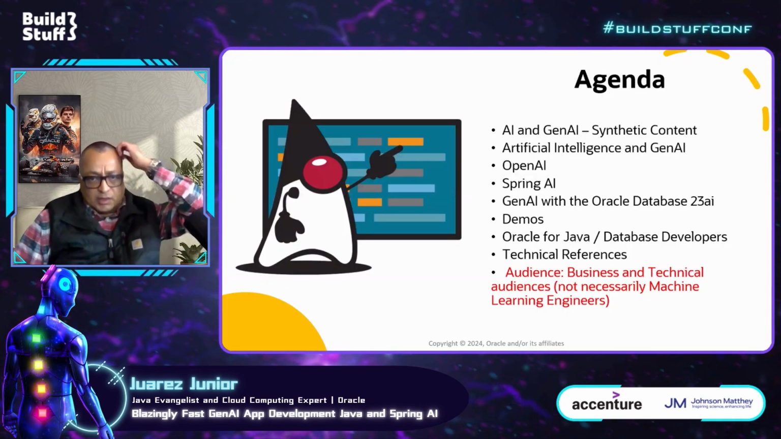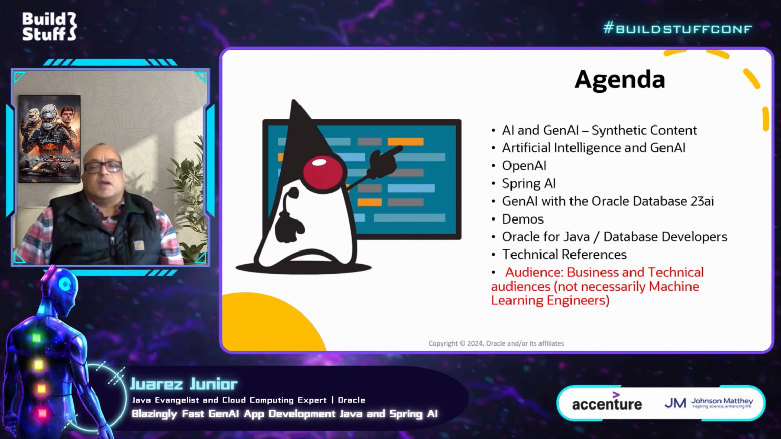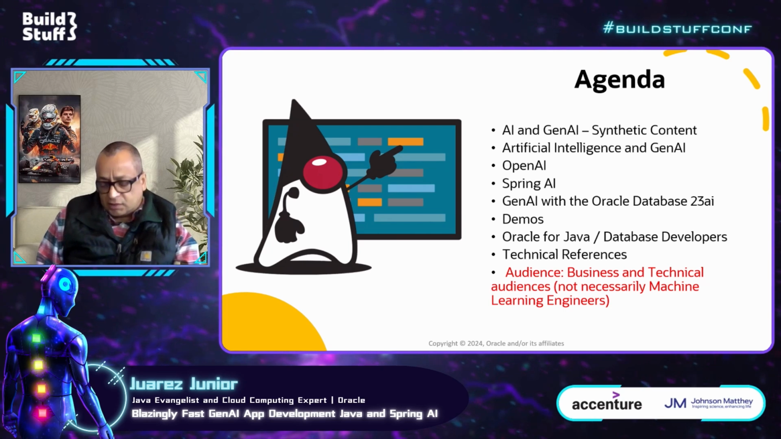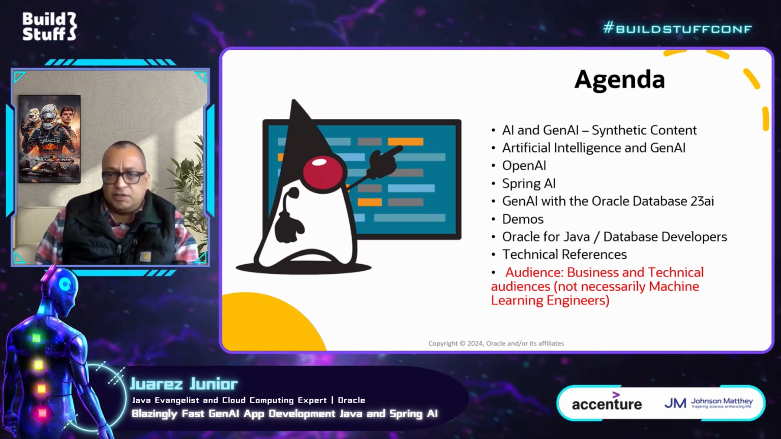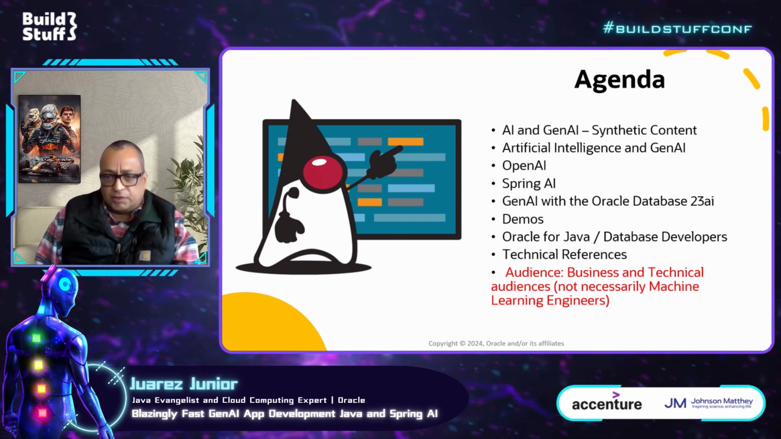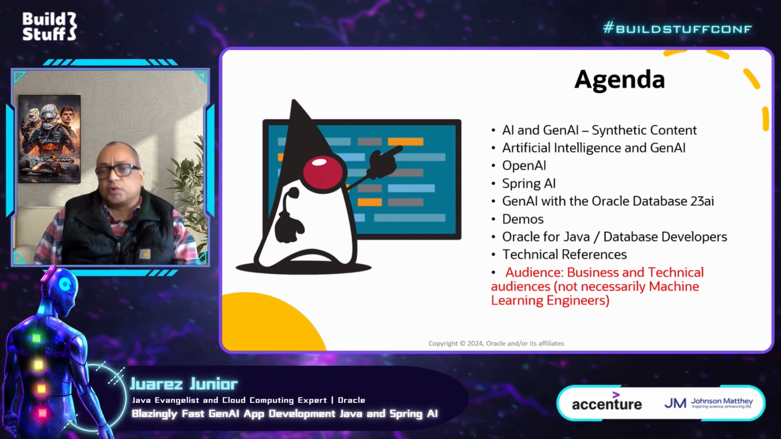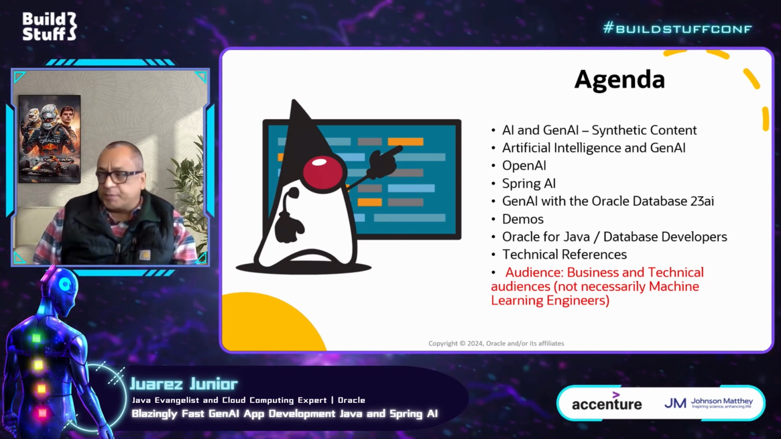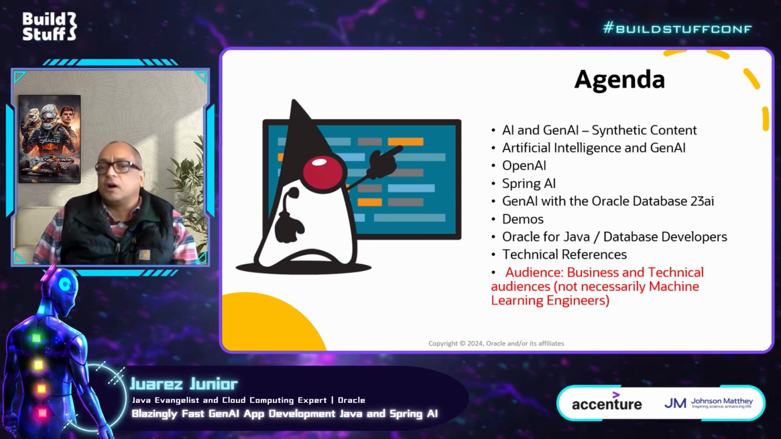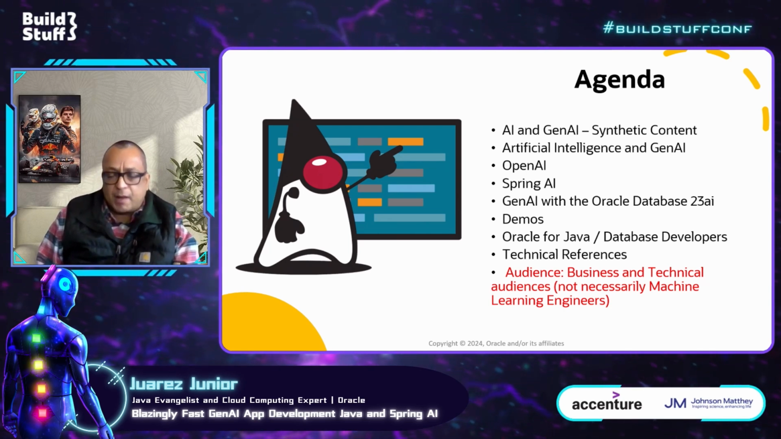This is our agenda. We're going to have a look at AI and GenAI in general and how it relates to synthetic content. Then explore artificial intelligence and what is defined as AGI. Speak about OpenAI, which needs no introduction. Pretty much everyone knows ChatGPT. And then explore Spring AI as one of the perhaps mainstream de facto frameworks under the Spring Boot and Spring Framework umbrellas to support the development of GenAI applications with Java.